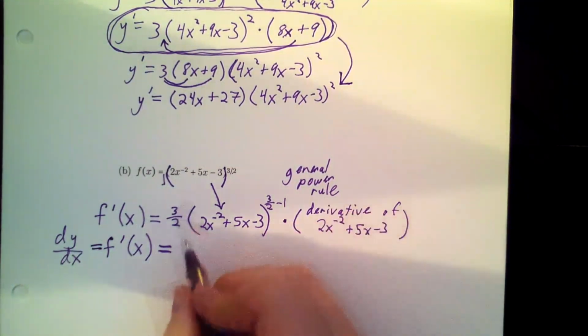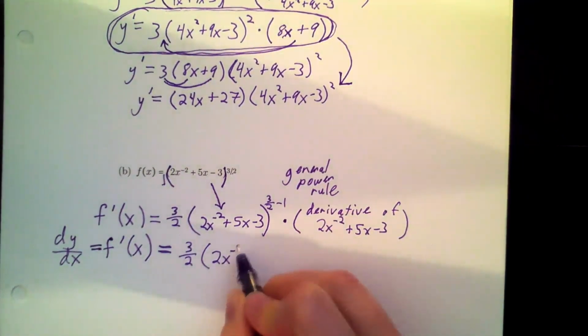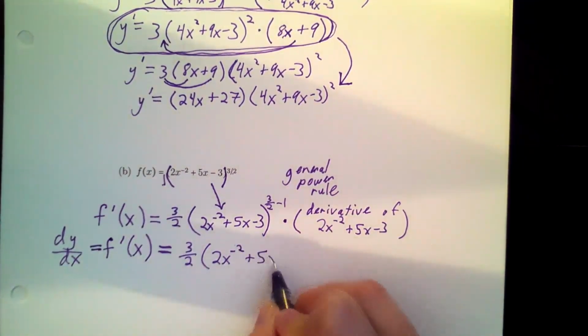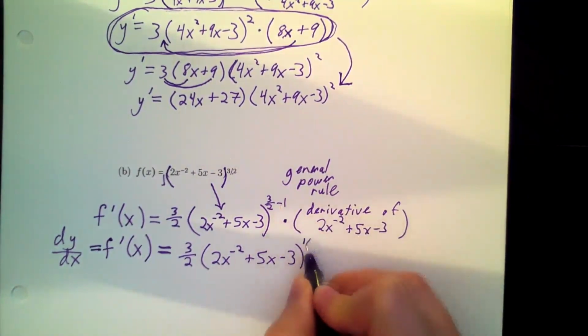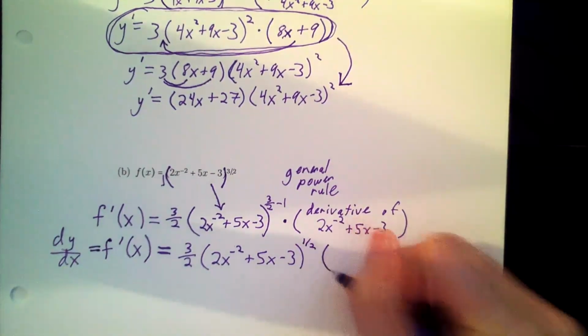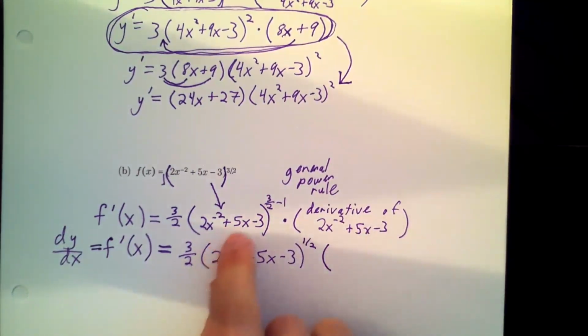Let's finish it up. I have 3/2 times the inside function, 2x to the minus 2 plus 5x minus 3, to the power 3/2 minus 1, which is 1/2. And then I have to multiply by the derivative of the inside function, the derivative of 2x to the minus 2 plus 5x minus 3.